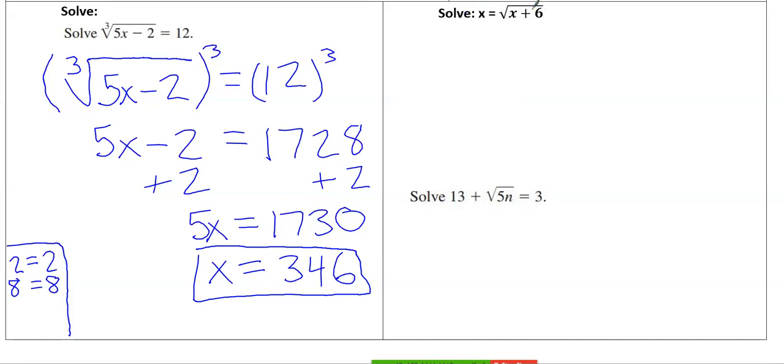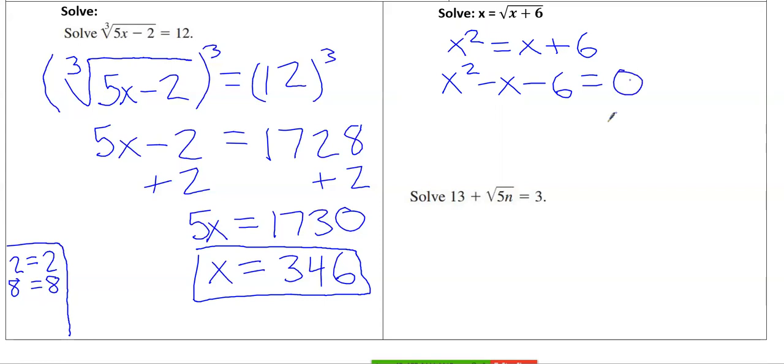Solve. Is the radical by itself? Yes. What do I do to both sides? Square it. Oh no, how do you solve an equation when you have x squared and you have x? Breathe, relax, turn that into a quadratic equation. I'm going to subtract x from both sides and subtract 6 from both sides.